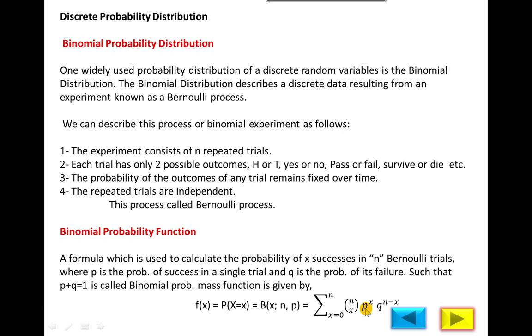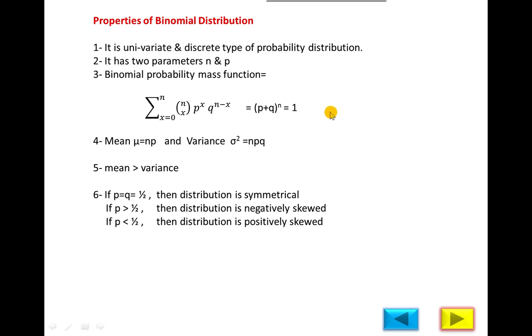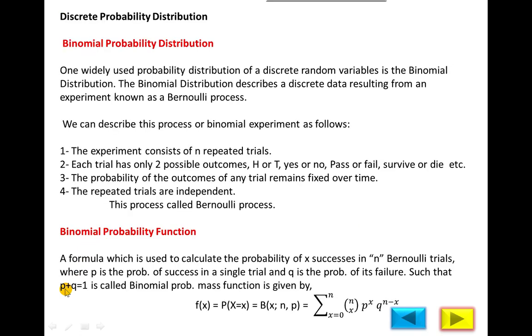Okay. So next heading, properties of binomial distribution. It is univariate, single variable x, and a discrete type of probability distribution. It has two parameters, n and p. n and p are called parameters, and p plus q is equal to 1. Both are probabilities, so you can also write p is equal to 1 minus q, in terms of failure. Both are probabilities, but this is the probability of success, this is the probability of failure.